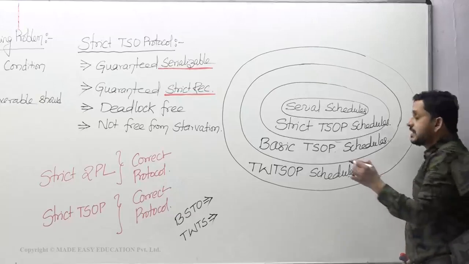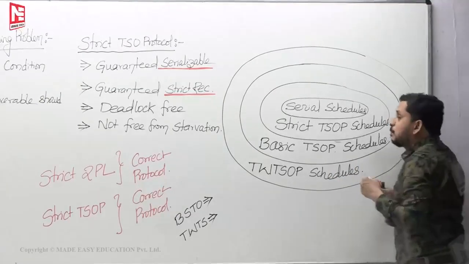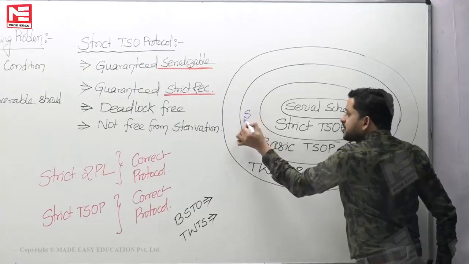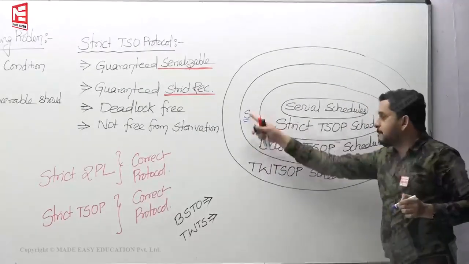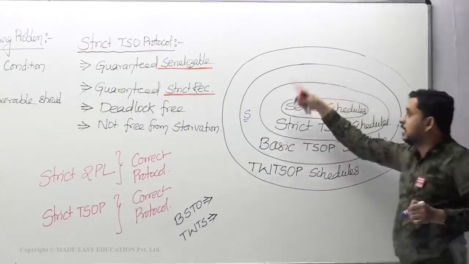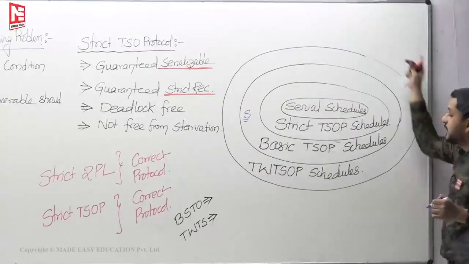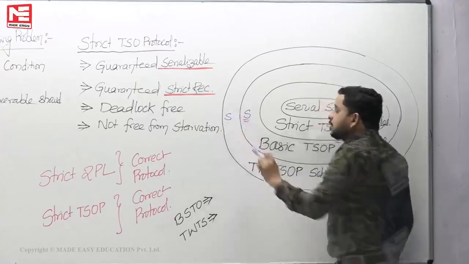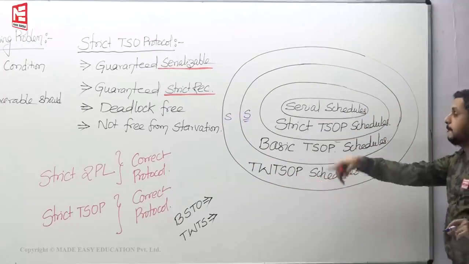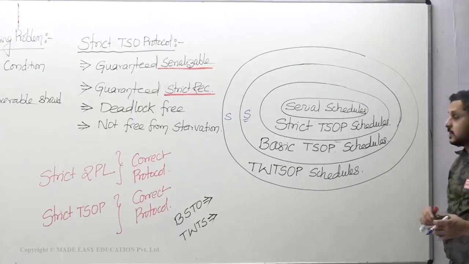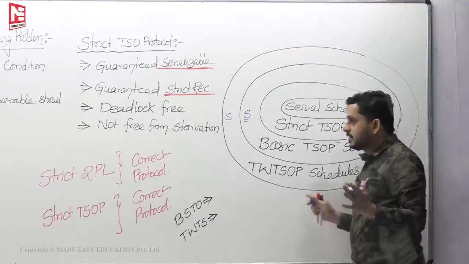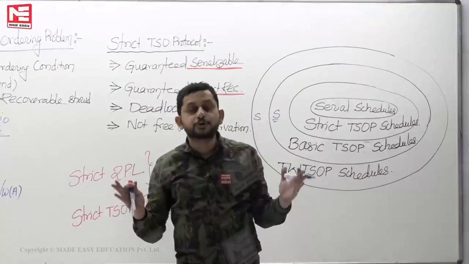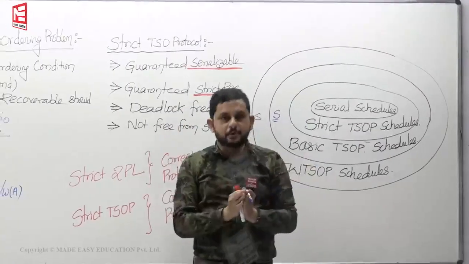It means that every schedule which is allowed by the basic timestamp ordering protocol is always allowed by Thomas Write rule. But a schedule which is allowed by Thomas Write rule timestamp ordering protocol may not be allowed by the basic. So Thomas Write rule timestamp order has more expressive power. So this is all about timestamp ordering protocol.